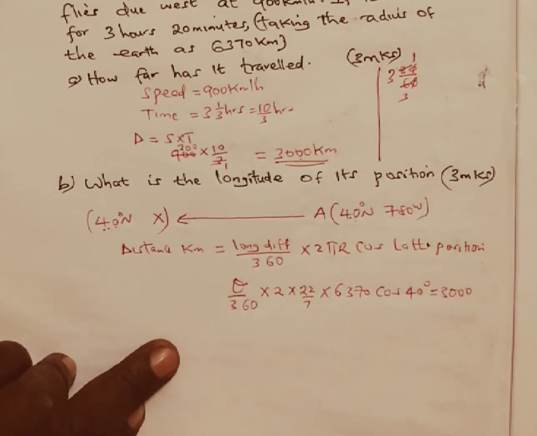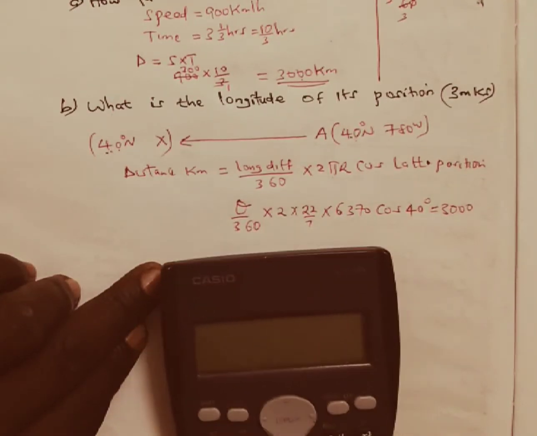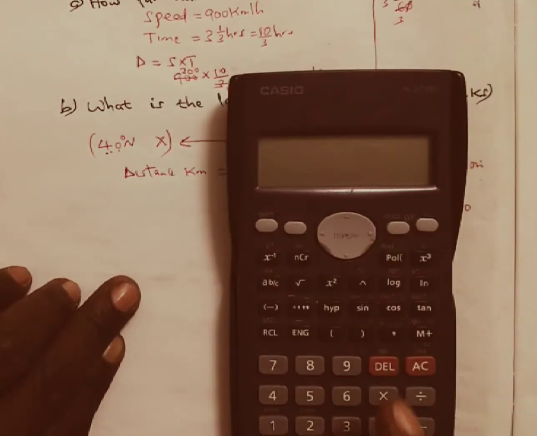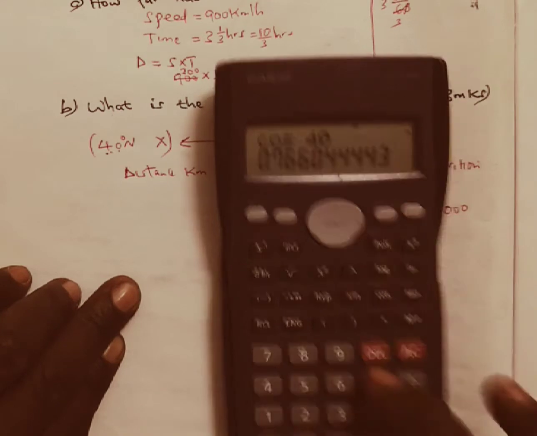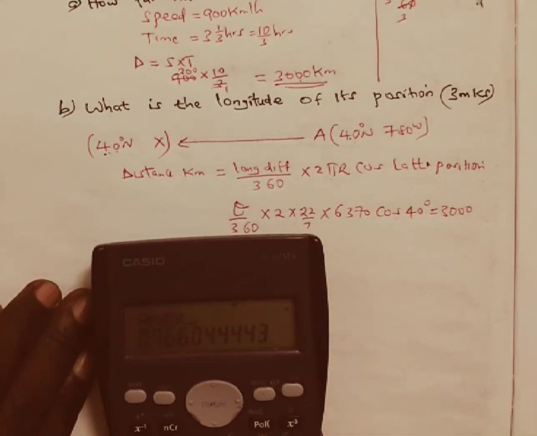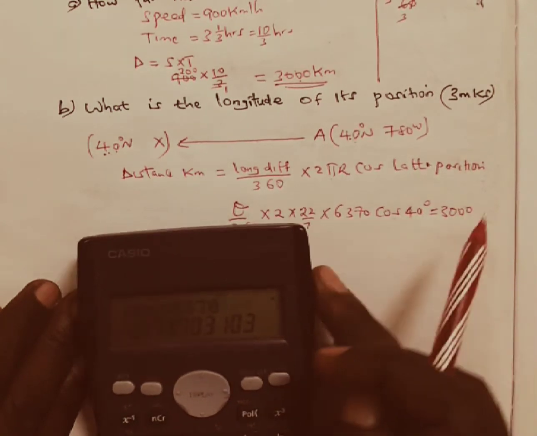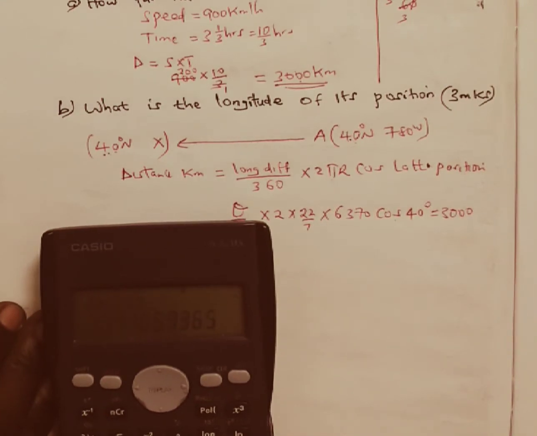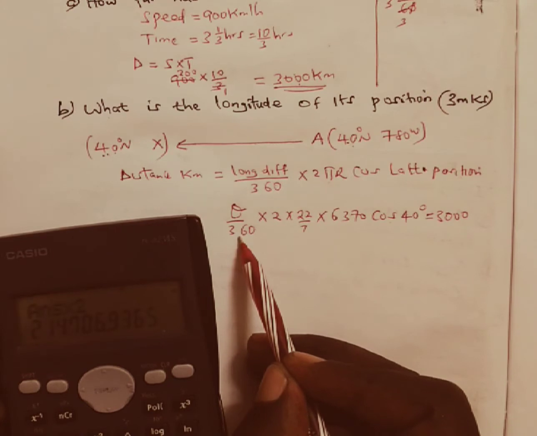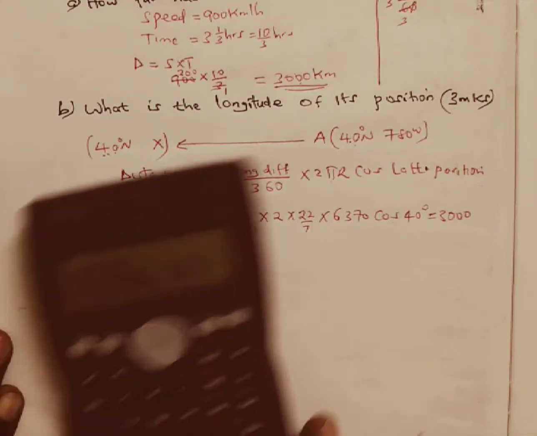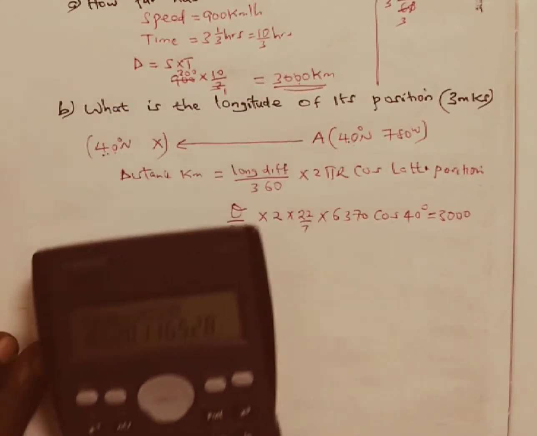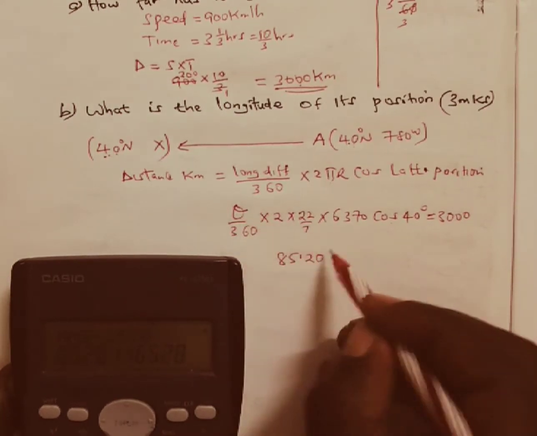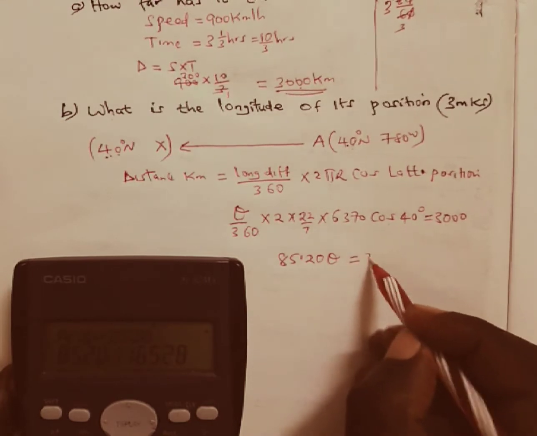If we multiply the upper part, we can begin with cos 40. We multiply by cos 40, we multiply by 6370, we multiply by 22, we multiply once again by 2. Then we divide by 360 times 7, which gives us 2520. So we divide by 2520, and this is going to give us 85.20 times theta, which gives us 85.20 theta, and this must be equal to 3000.